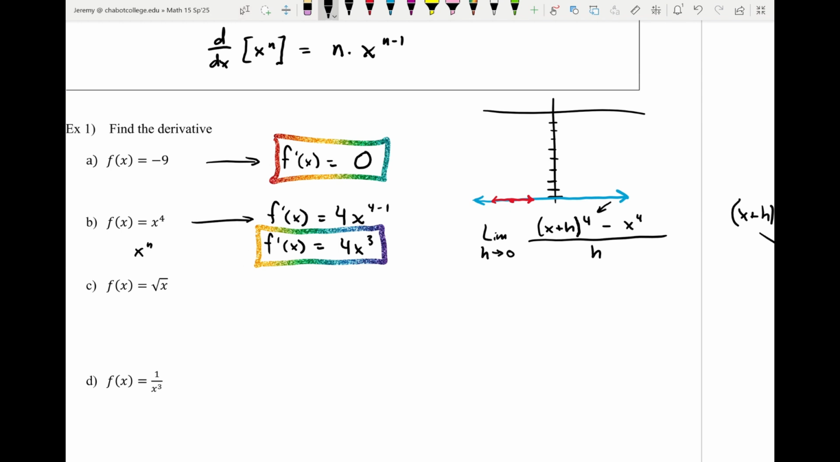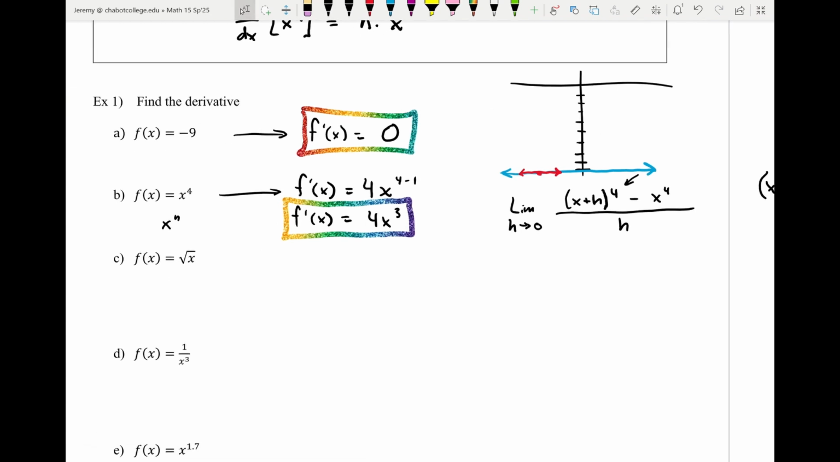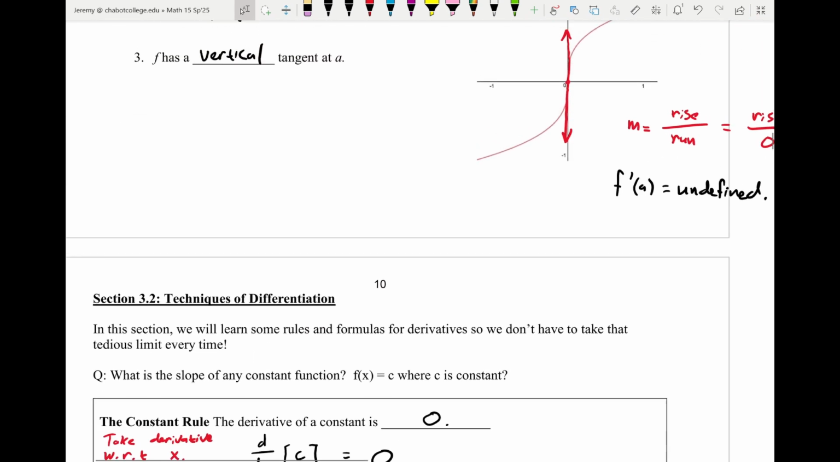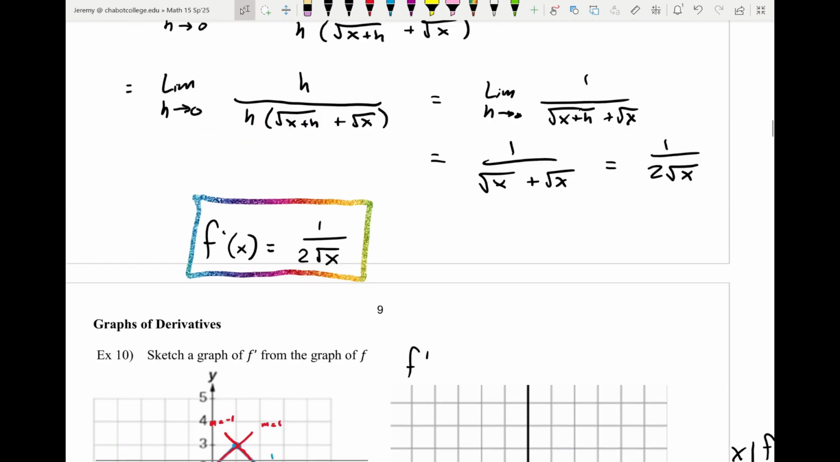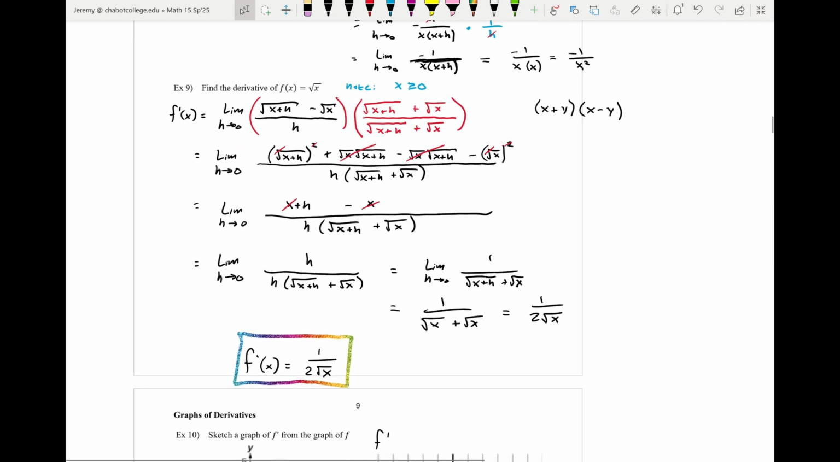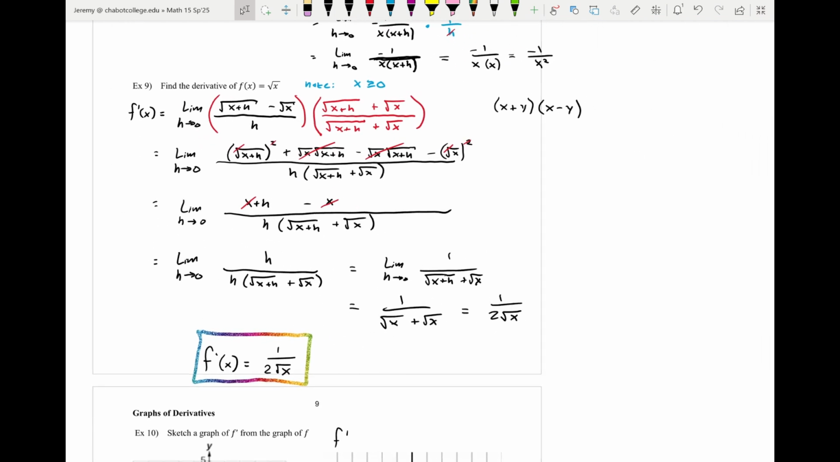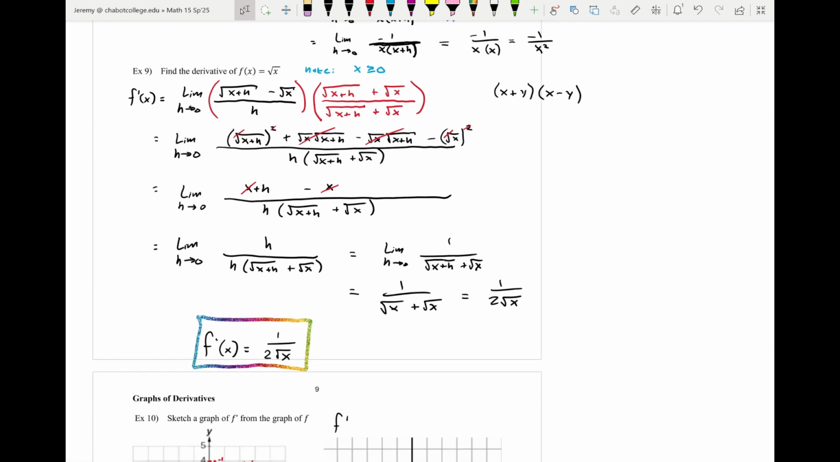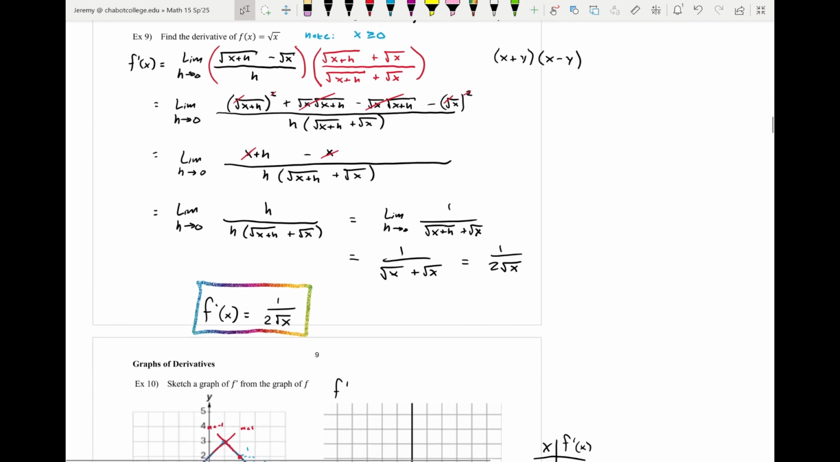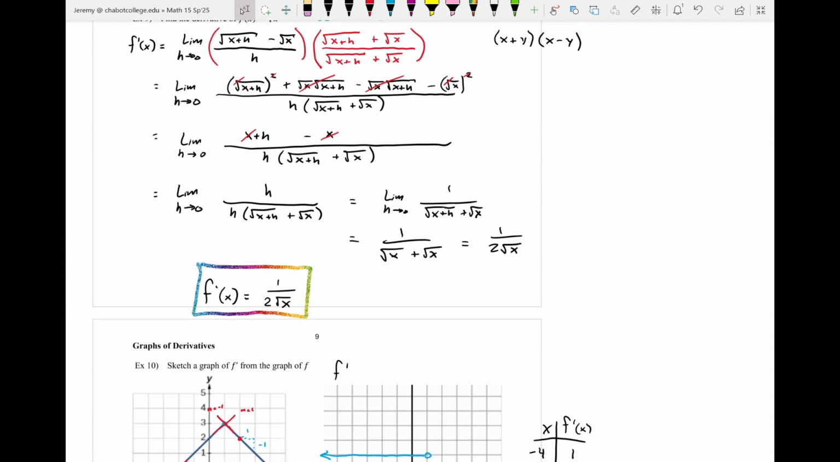Now for the square root function. So we found the derivative of the square root function. That was one of the last examples in this last section. Sorry, I'm just scrolling up here. Here's what we had to do to get this derivative. We had to plug into the limit, multiply by the conjugate, and go through this long process of getting that derivative. 1 over 2 root x is what we landed on.